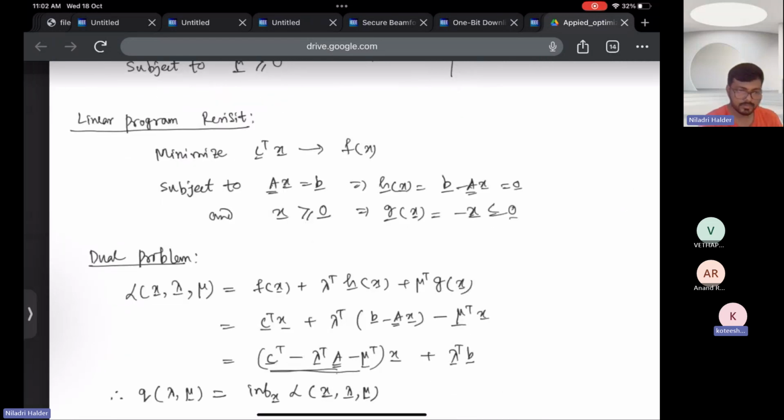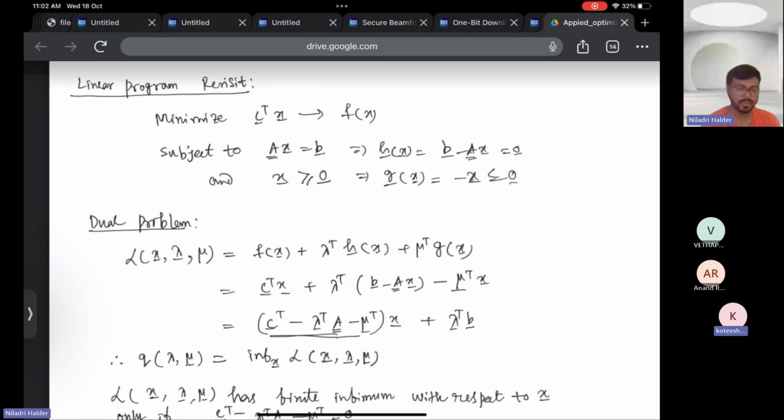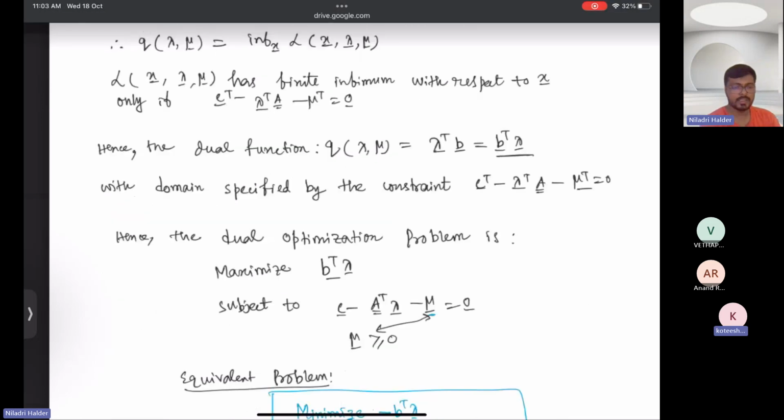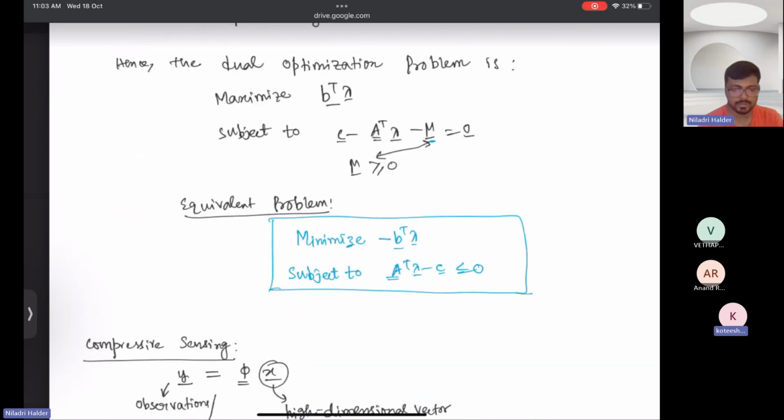Linear program. For the linear program problem, we need to minimize c transpose x subject to Ax equal to b and x greater than or equal to 0. Then we can find the dual problem of the linear program. That is done here. In the assignment, maybe you had some questions on the dual optimization problem of the linear program.